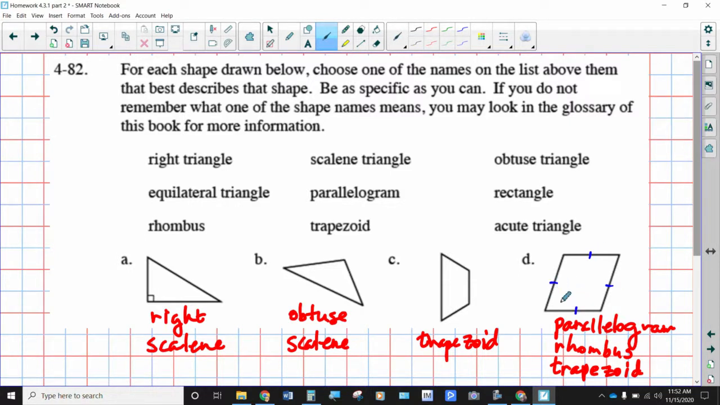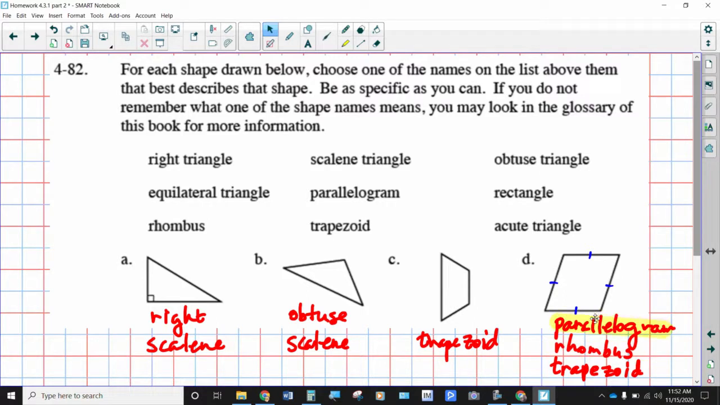Now, if you decided the best name for this was parallelogram because you didn't think all four of those sides look like they're the same length, then I would accept parallelogram. But with me looking at that, thinking all four sides are the same length, I'm going to give it its most specific name, which is a rhombus. Now, if this rhombus had four right angles, it would still be a rhombus, but then we would call it a square. Does that make sense?